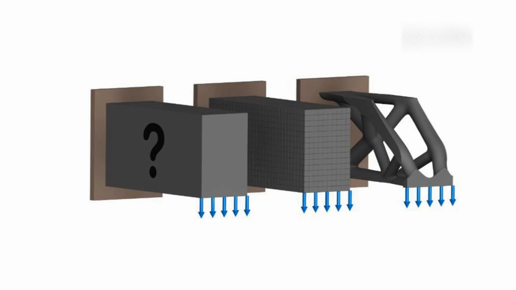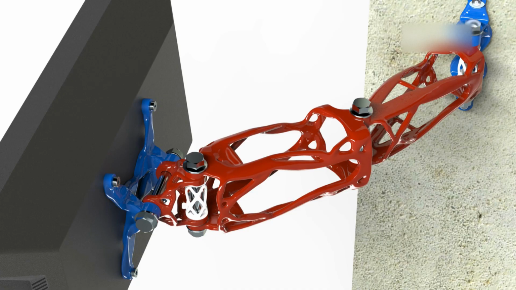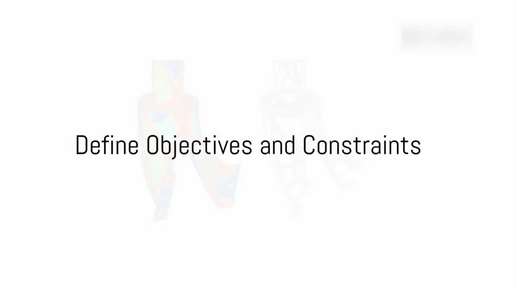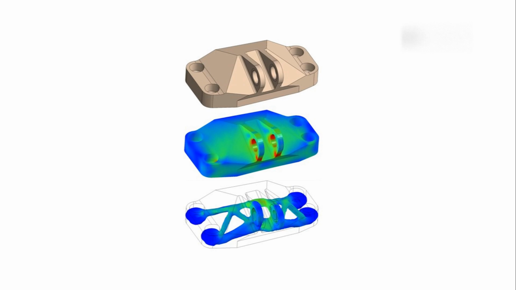The forces, pressures, or loads acting on the part are applied. Fixed supports, connection points, and other physical constraints are defined. The objective might be to minimize weight, maximize stiffness, or reduce displacement. Constraints such as maximum stress, deflection limits, and manufacturing restrictions are added.